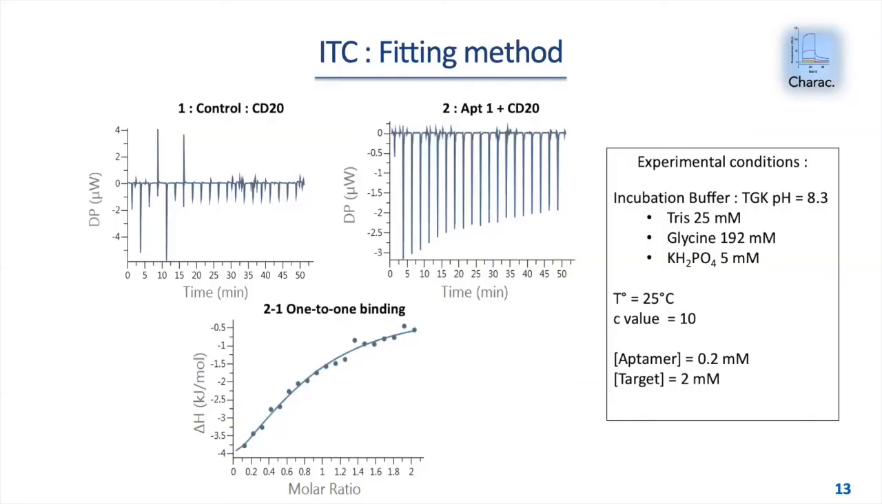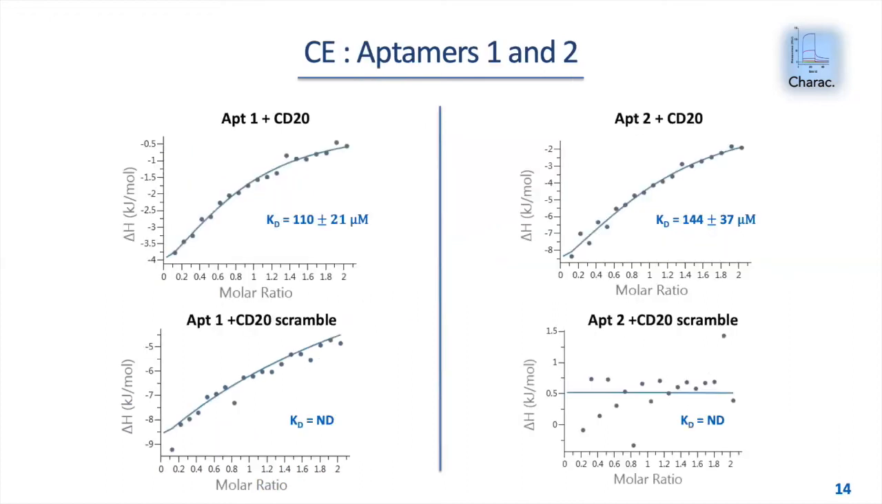So we first did ITC using the exact same conditions, which may not be the best conditions to see the interaction, but we wanted to compare with the results that we had in capillary electrophoresis. So we started by just injecting the peptide into the buffer to have a negative control. And then we did the same with the aptamer, which allowed us to do a one-to-one binding model fit. And we did that for all 2 aptamers and targets.